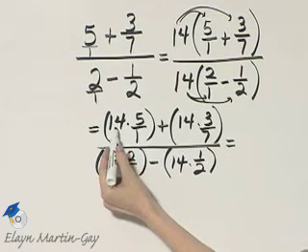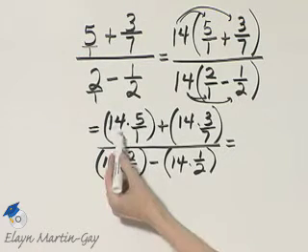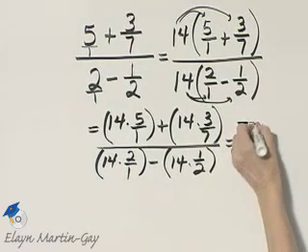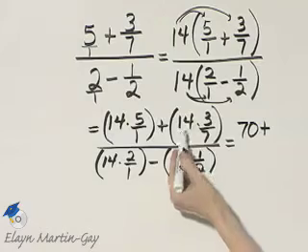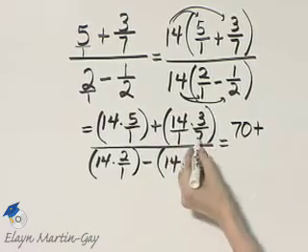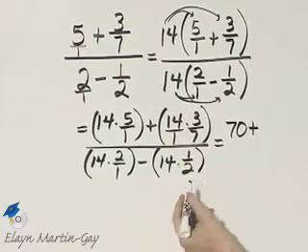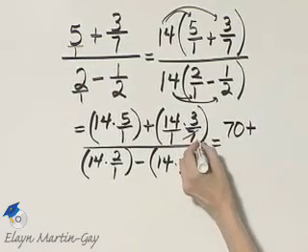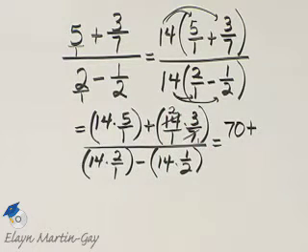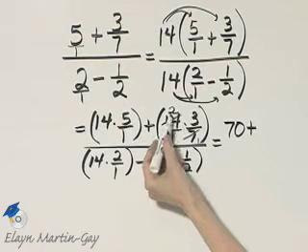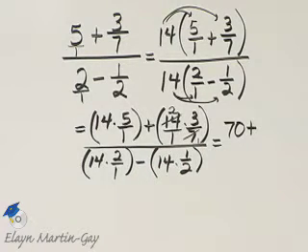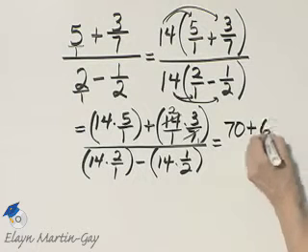To simplify, what is 14 times 5? Well, you can check, but 14 times 5, that is 70, plus, now we'll multiply 14 times the fraction 3/7. If you don't mind, I'm going to use this notation. 7 and 14 have a common factor of 7. 7 divided by 7 is 1. 14 divided by 7 is 2. So I have what left? I have 2 times 3, which is 6, over 1 times 1, and 6 over 1 is 6.